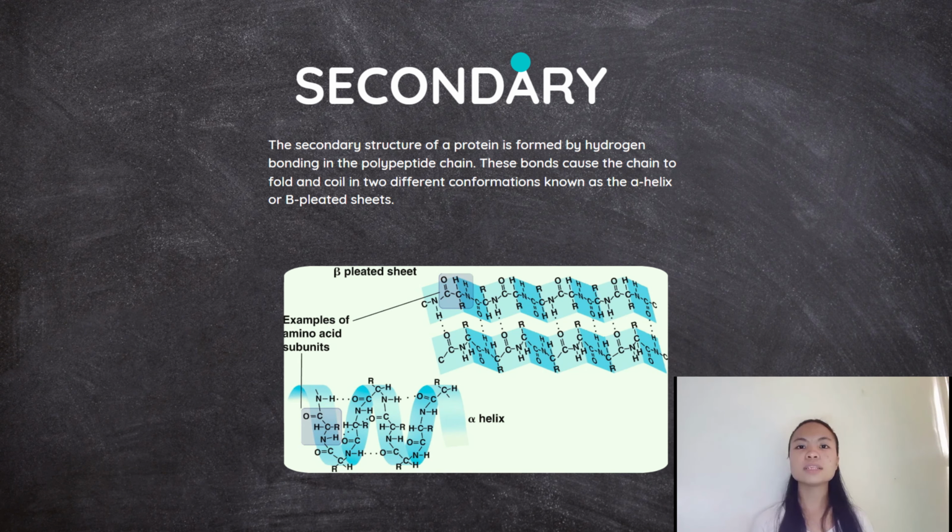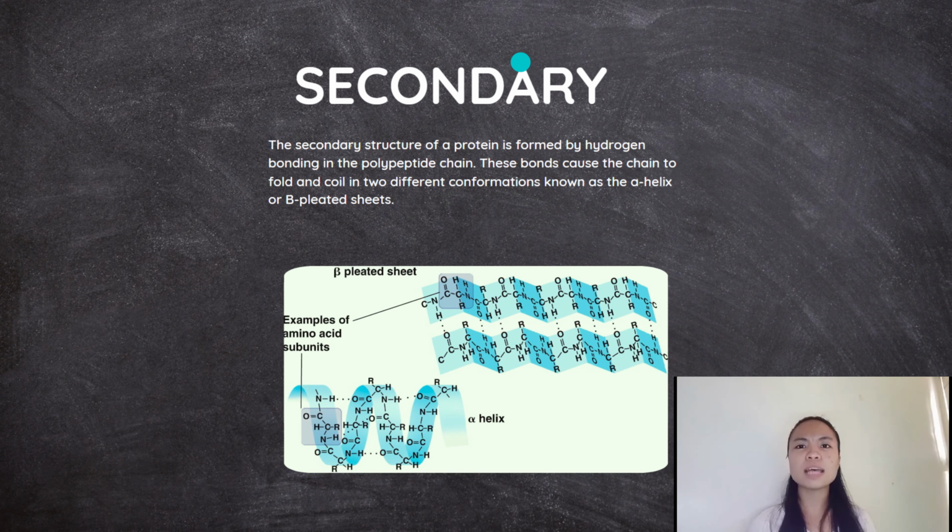Secondary. The secondary structure of a protein is formed by the hydrogen bonding in the polypeptide chain. These bonds cause the chain to fold and coil into two different conformations known as the alpha helix or beta-pleated sheet. The alpha helix is like a single spiral and is formed by hydrogen bonding between every fourth amino acid. The beta-pleated sheet is formed by hydrogen bonding between two or more adjacent polypeptide chains. The alpha helix and beta-pleated sheets are secondary structures of protein that form because of hydrogen bonding between carbonyl and amino groups in the peptide backbone.